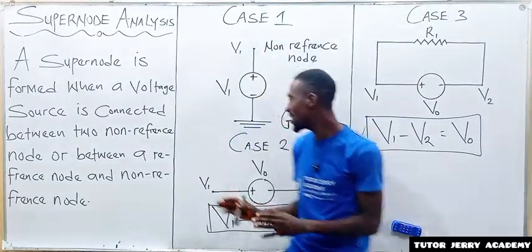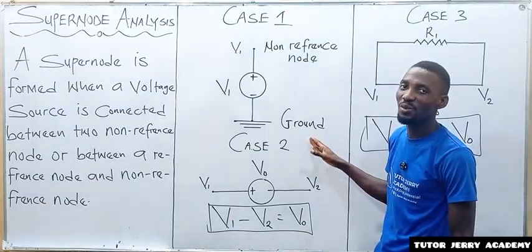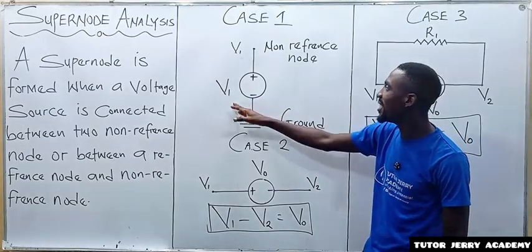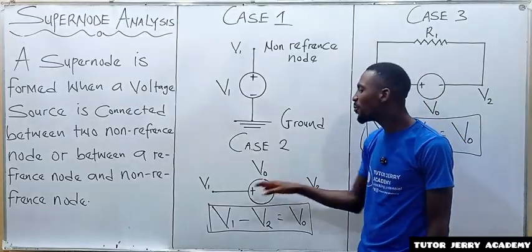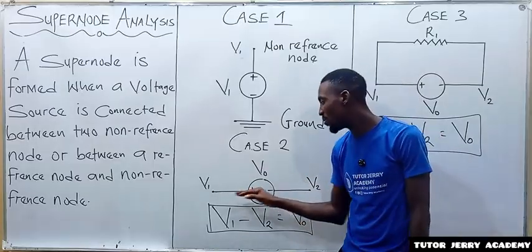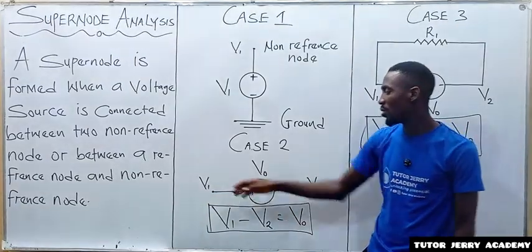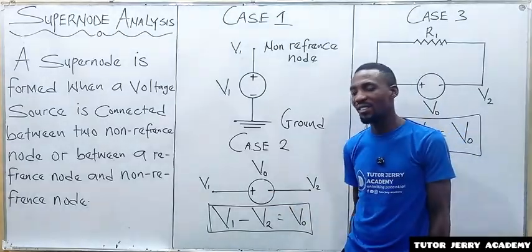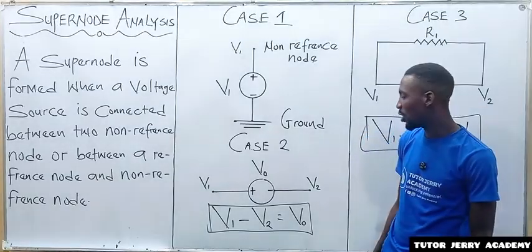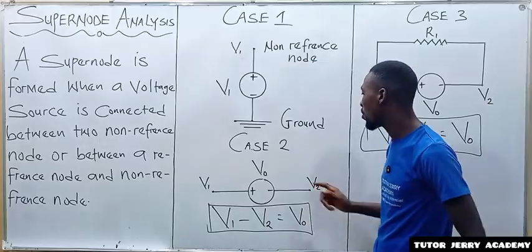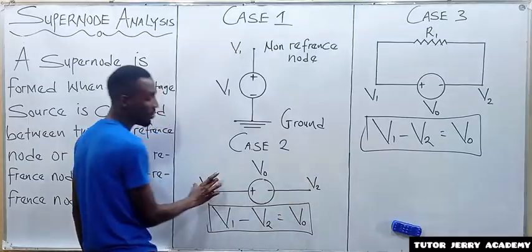Do you understand? So the first thing is, when our voltage source is between the reference node, which is also known as ground, and a non-reference node, the voltage here will be the same as the voltage in the non-reference node. And when our voltage source is between non-reference nodes, V1 and V2, what you just need to do here is to treat this as a single node. Then you write the voltage equation, which is V1 minus V2 equals V naught. And if this negative here is positive and this place is negative, it's going to be V2 minus V1.